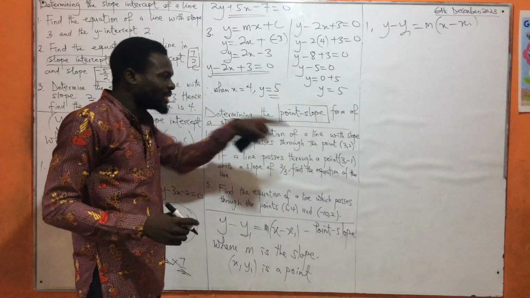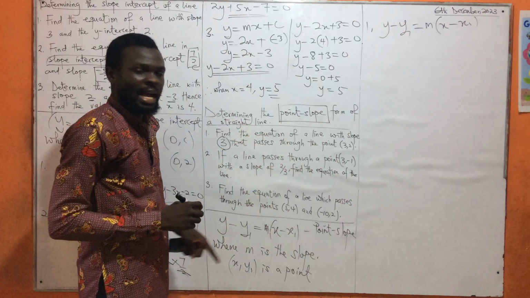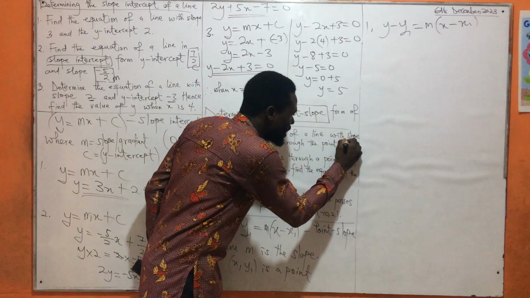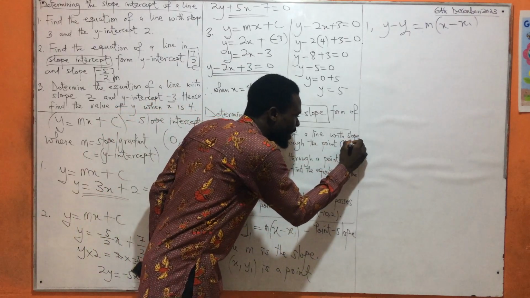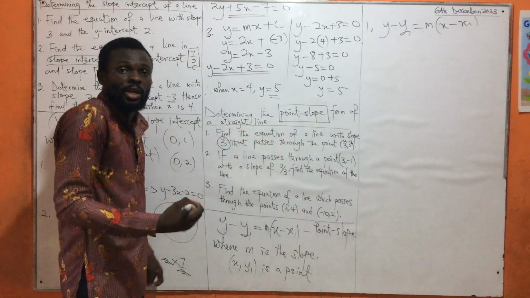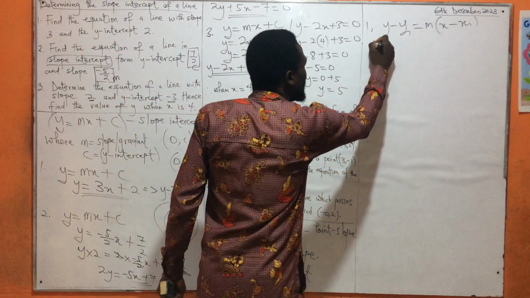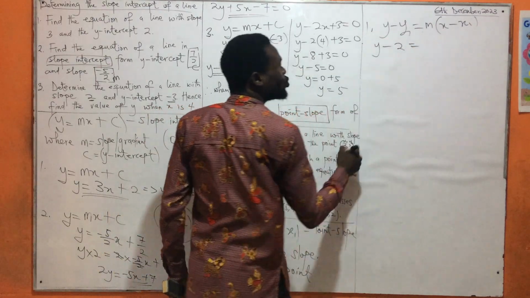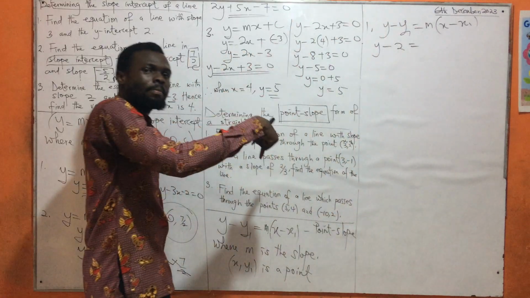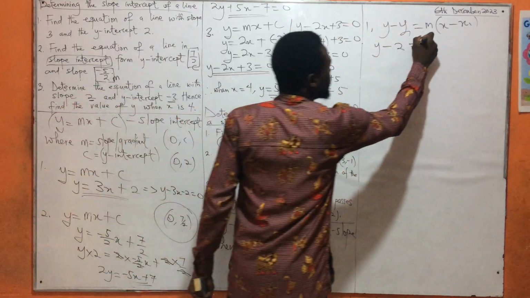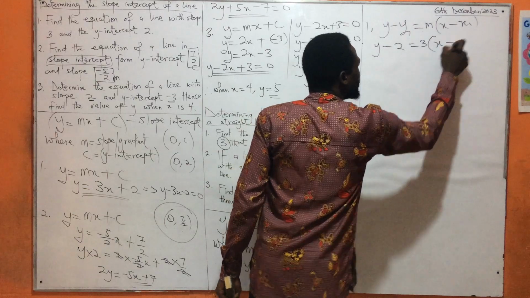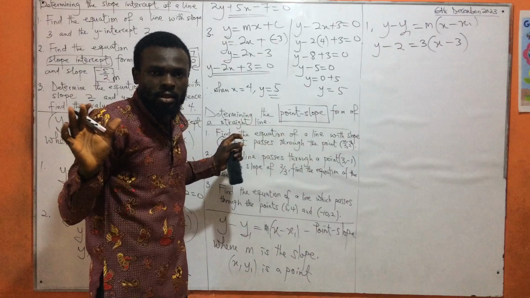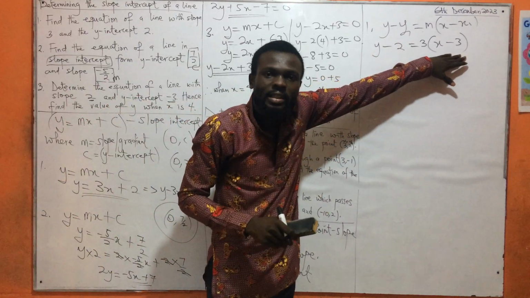So in the question, what is m? M is the slope, and the point here is given. So the x here is the x1, the y here is the y1. So all we need to do is to substitute. So I'm going to say y minus y1, which is 2, is equal to m. M is the gradient, 3. Then x minus x1, which is 3. Now I'm done. This is the equation of the line.